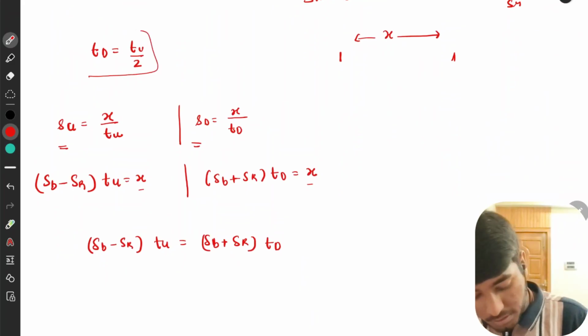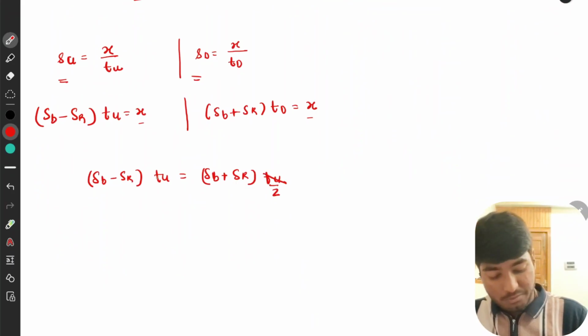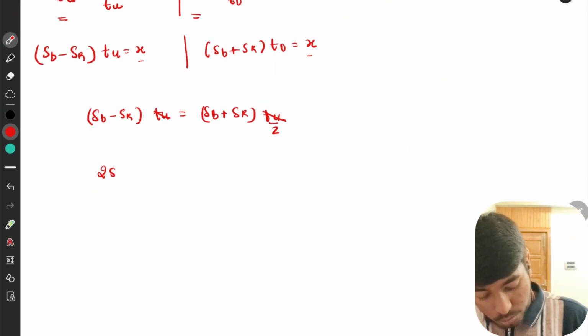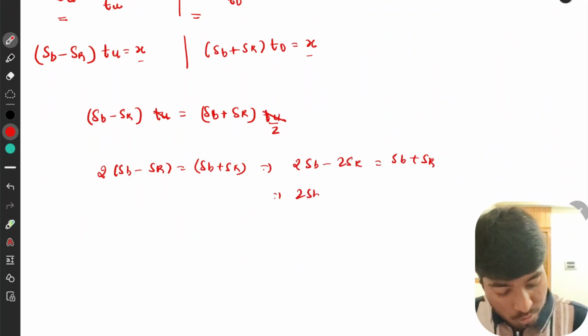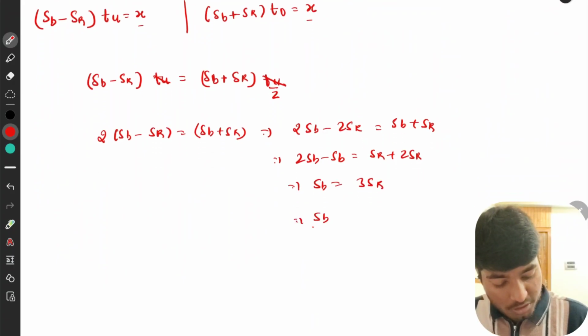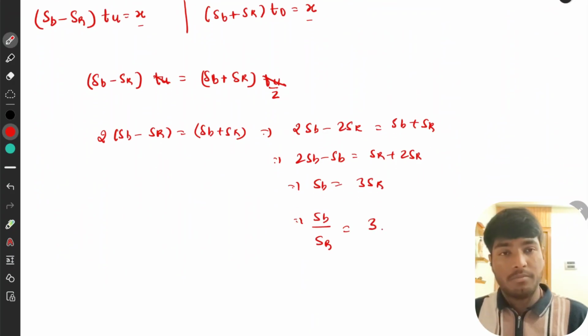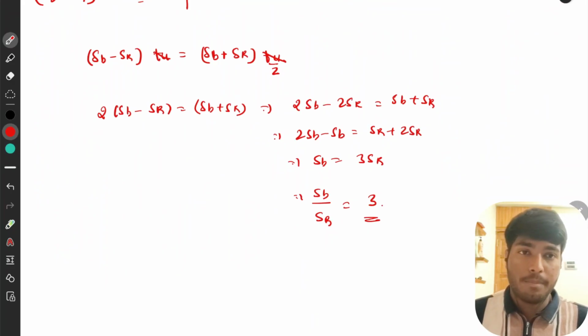What I know is that time downstream is equal to time upstream by 2. So upstream gets cancelled, and I get 2 times SB minus SR is equal to SB plus SR. It's simple now. 2SB minus 2SR is equal to SB plus SR. Take this out: 2SB minus SB is equal to SR plus 2SR. So SB is equal to 3SR. So speed of boat upon speed of river is equal to 3. Got the ratio, guys? The correct answer to this question is 3. I hope that's clear.